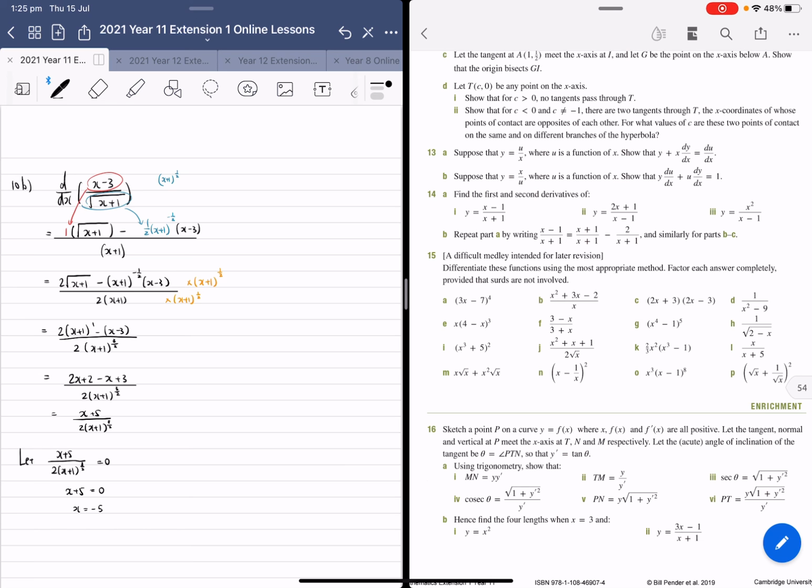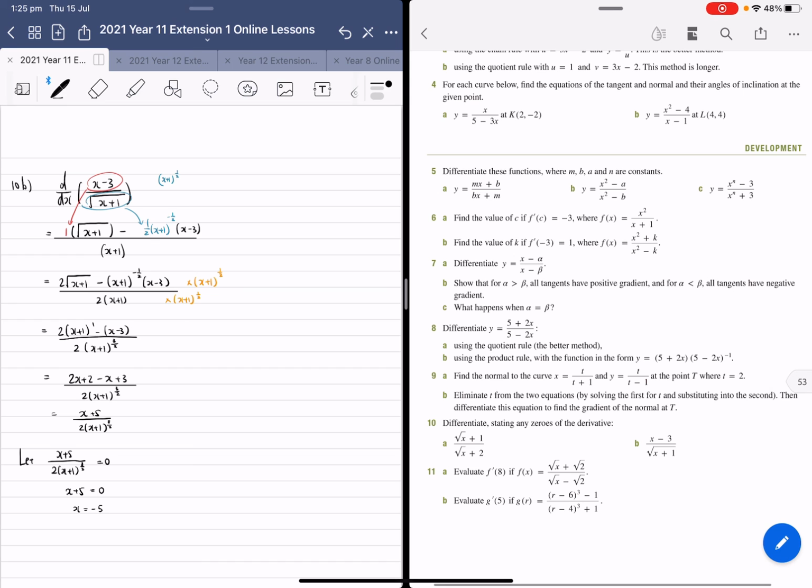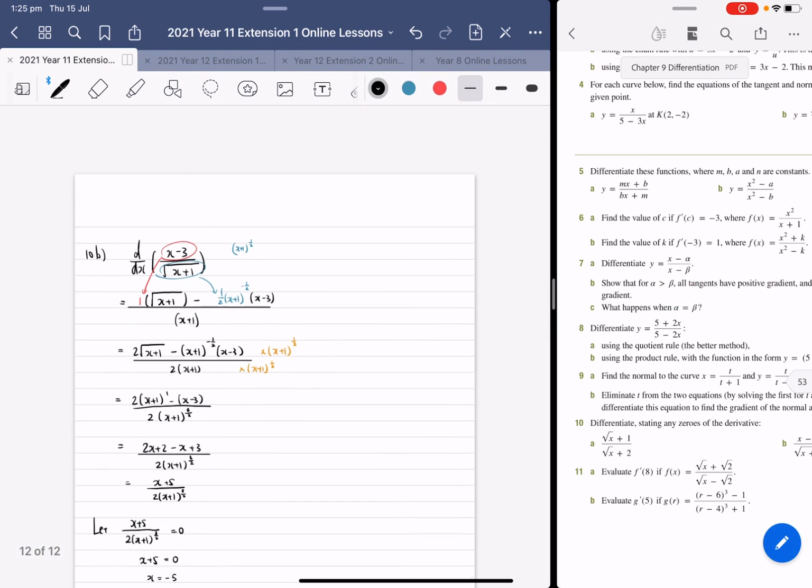Now you can try a few questions from this exercise. That shouldn't be very hard, to be honest.